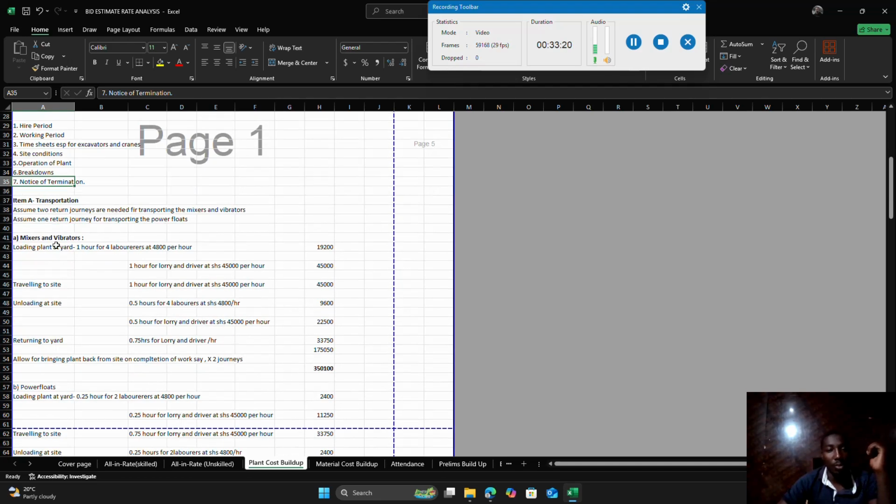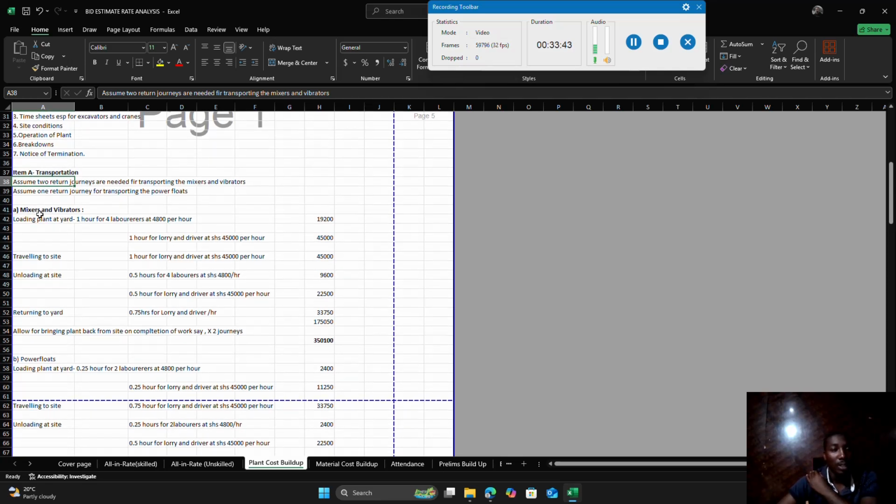So now let's look at what is involved. One, you have to consider transportation. If you are to hire, for example, a mixer, you have to consider the return. You are bringing it to site, then afterwards you will take it back. So assume 2 return journeys are needed for transporting the mixer and vibrators. Assume 1 return journey for transporting the power floats. For the mixers and vibrators, you are going to load them, say, from head office, and bring them to your project, which is up country or wherever. You load the plant at the yard, and you need maybe 1 hour.